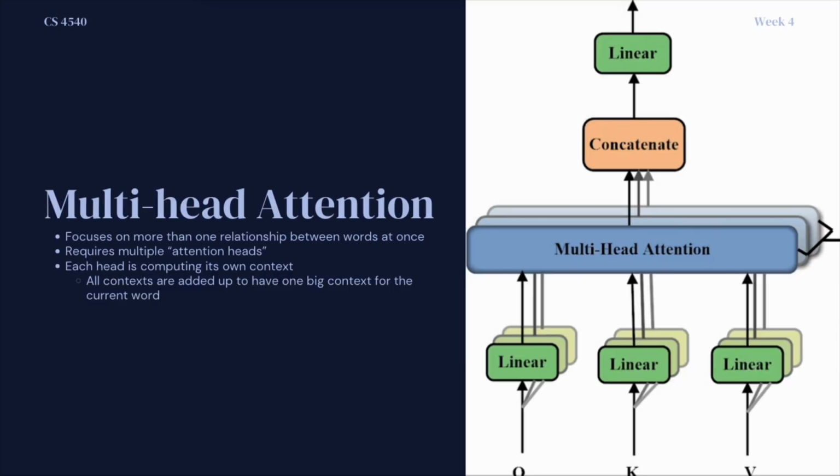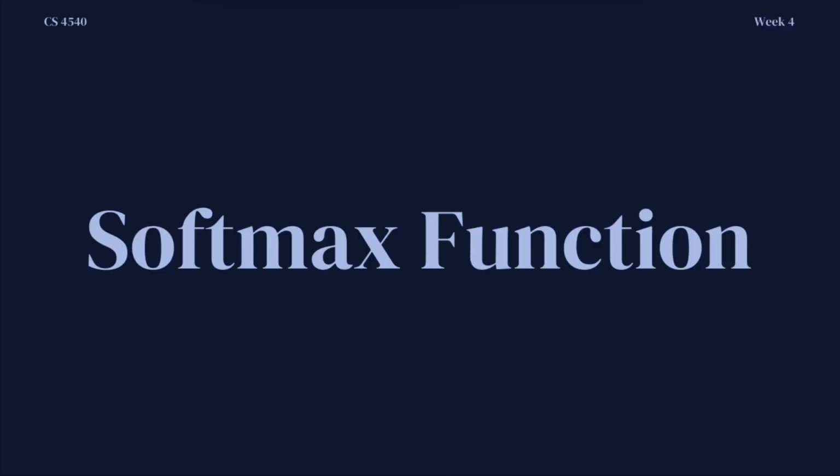Multi-head attention uses multiple attention heads to allow the model to focus on multiple relationships between words at once. Each attention head produces its own context embedding, which is then added up to have a final contextual sum of the current word. Lastly, we're going to go more in depth for the softmax function.